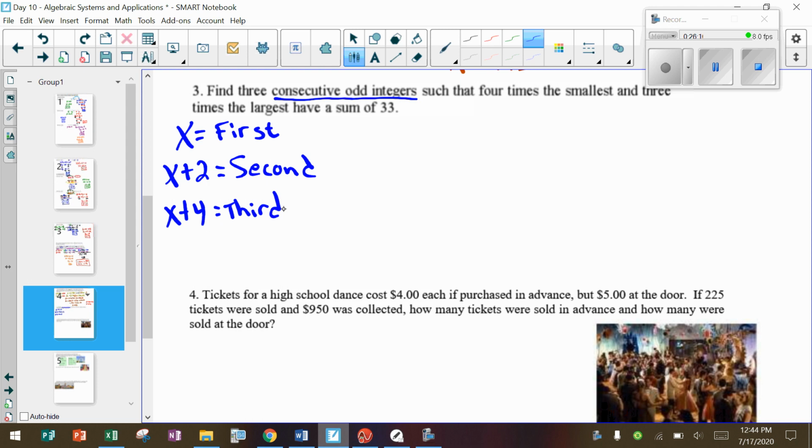Now we have to interpret the words to make an equation. All right. 4 times the smallest, that's the first one, and 3 times the largest, have a sum, that means they added, of 33. So there's our consecutive integer problem. It's only one value of x that we're worried to find, one equation, so this is easy. Pause it, solve it, and restart.